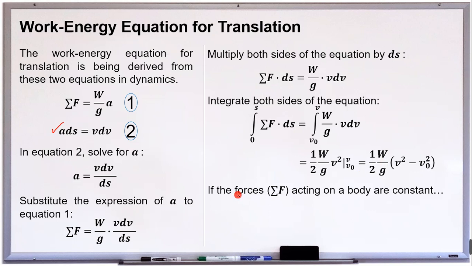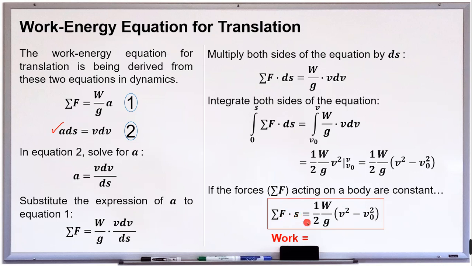Now, if we consider that the summation of forces acting on a body is constant, the expression above will become the summation of forces multiplied by the displacement is equal to one half W over g, the mass, multiplied by the square of the final velocity minus the square of the initial velocity. On the left side, this is the formula for our work, which is the product of the force and the displacement, and it is equal to the right side of our equation.